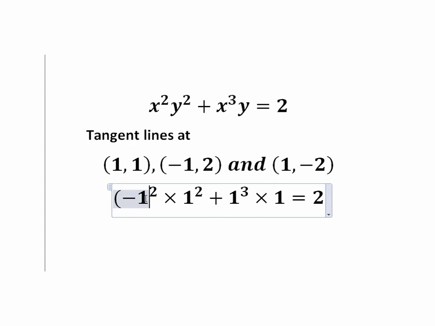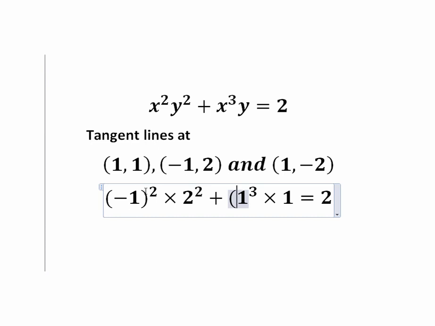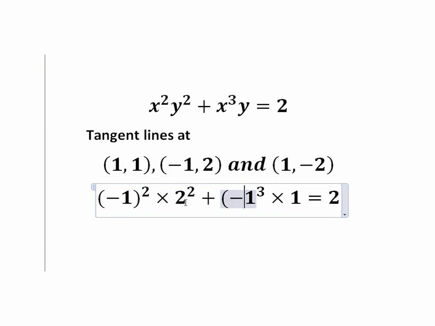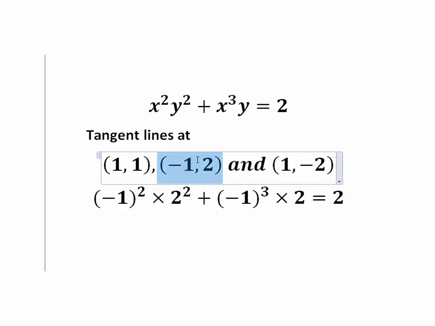So here we got -1 squared, times 2 squared, and then we got -1 cubed, times 2. What is that going to give us? Notice this quantity is going to become 4, because -1 squared is 1, and this is -1, so that's -2. So 4 minus 2 is 2. So this point is also on the graph of this equation.